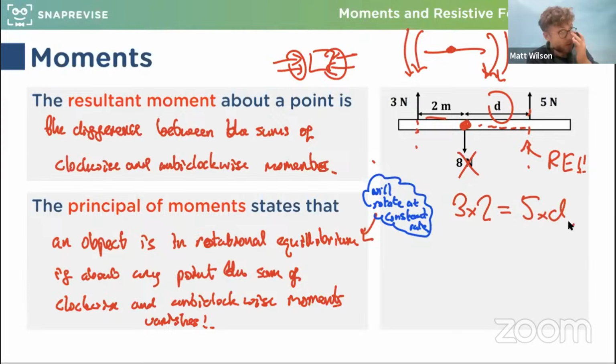So I've written an equation here to say the clockwise must equal the anti-clockwise. So here we have 6 over 5 equals d. In other words, d is equal to, what is 6 over 5? Yeah, 1.2 meters. Good.